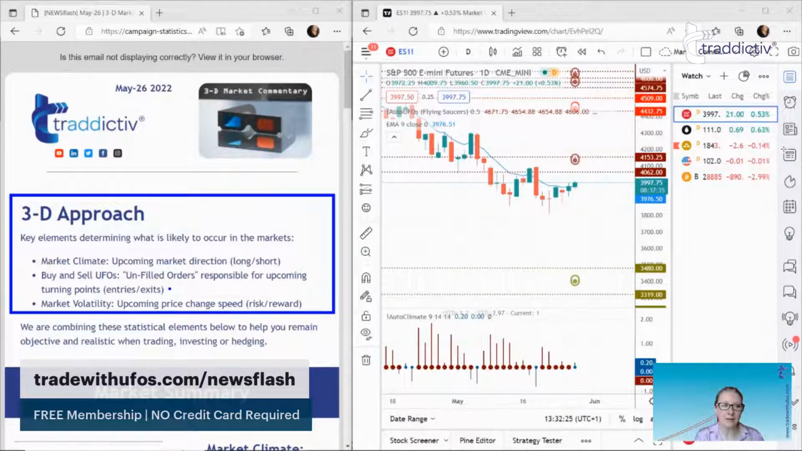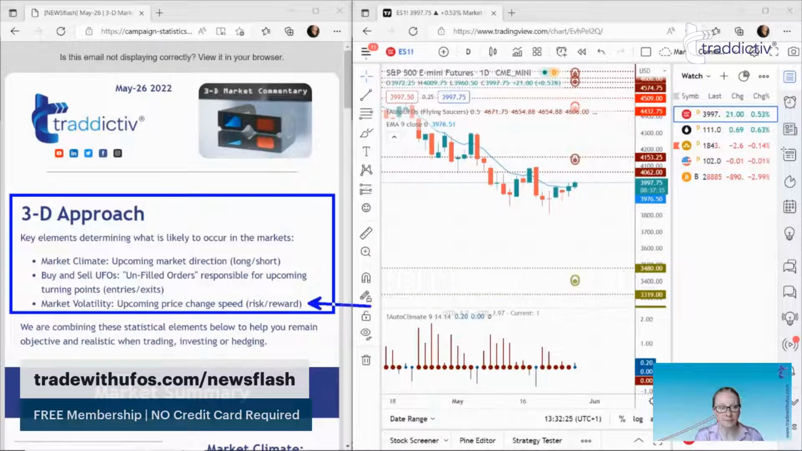Then we have buy and sell UFOs. UFO in this case stands for unfilled order, and what it means is: where do we have buyers that can push price up, or where do we have sellers that can push price down? Again, we use an app to help us, which is this one here. Auto UFO shows us with the green UFOs where buyers are, and with the red UFOs where sellers are. So we'll look at that per market as well. As we go through, I'll expand a little bit more on how we use these and what they mean.